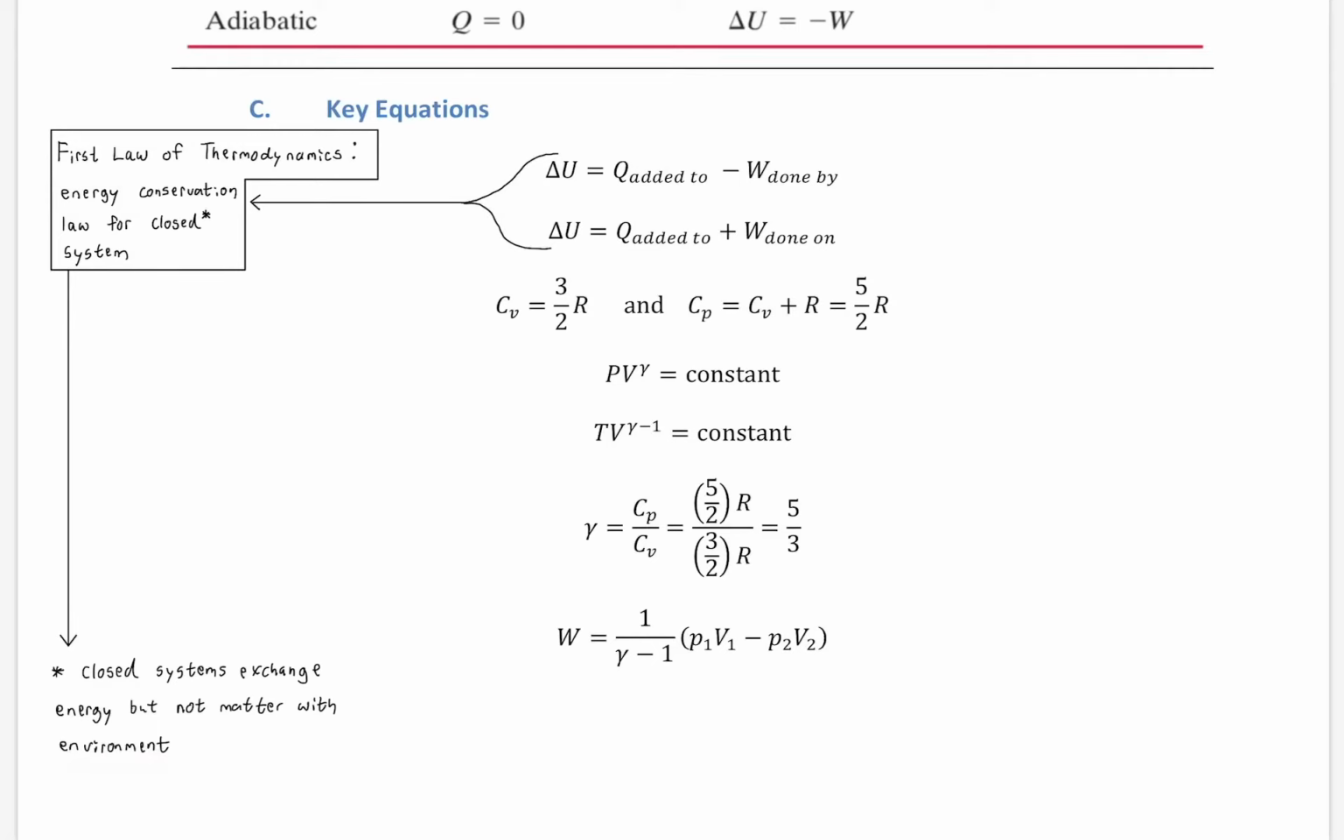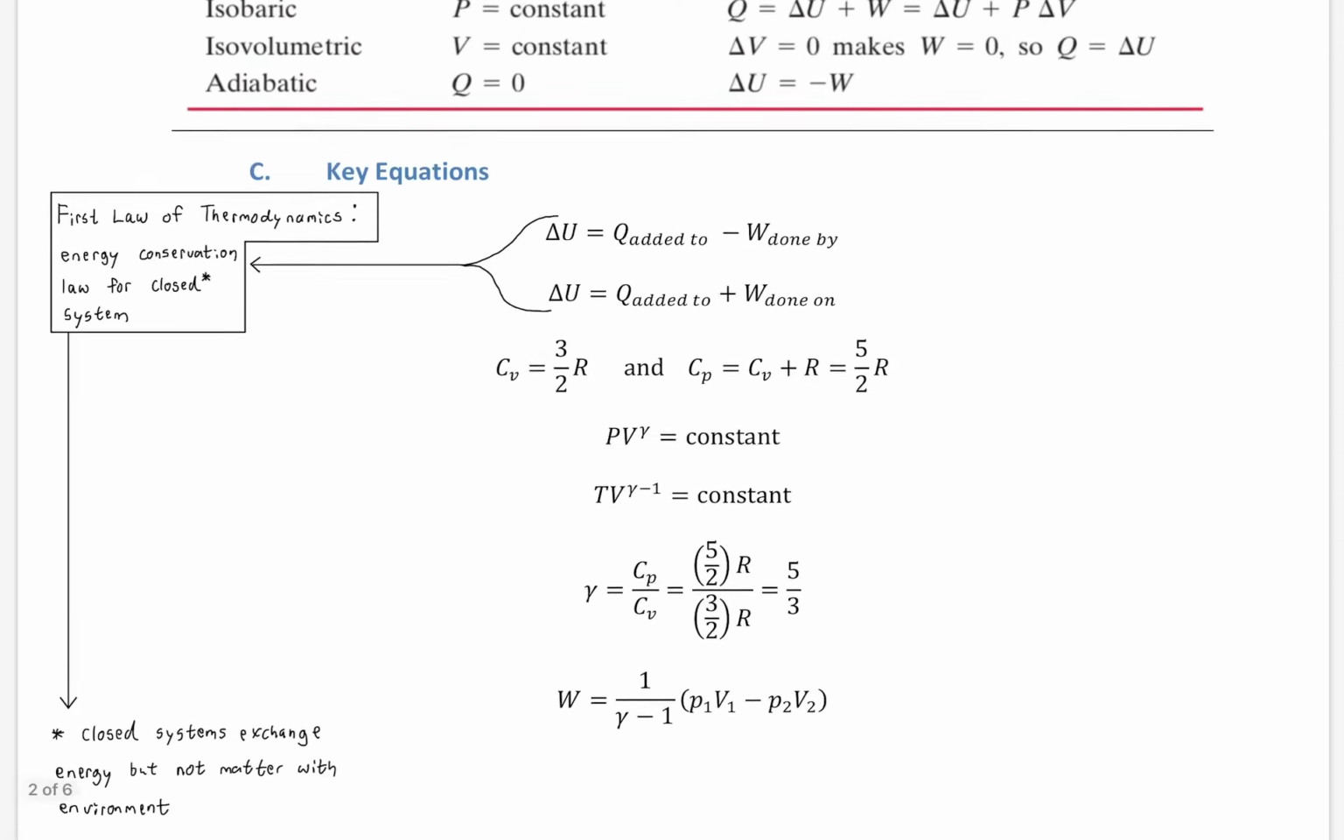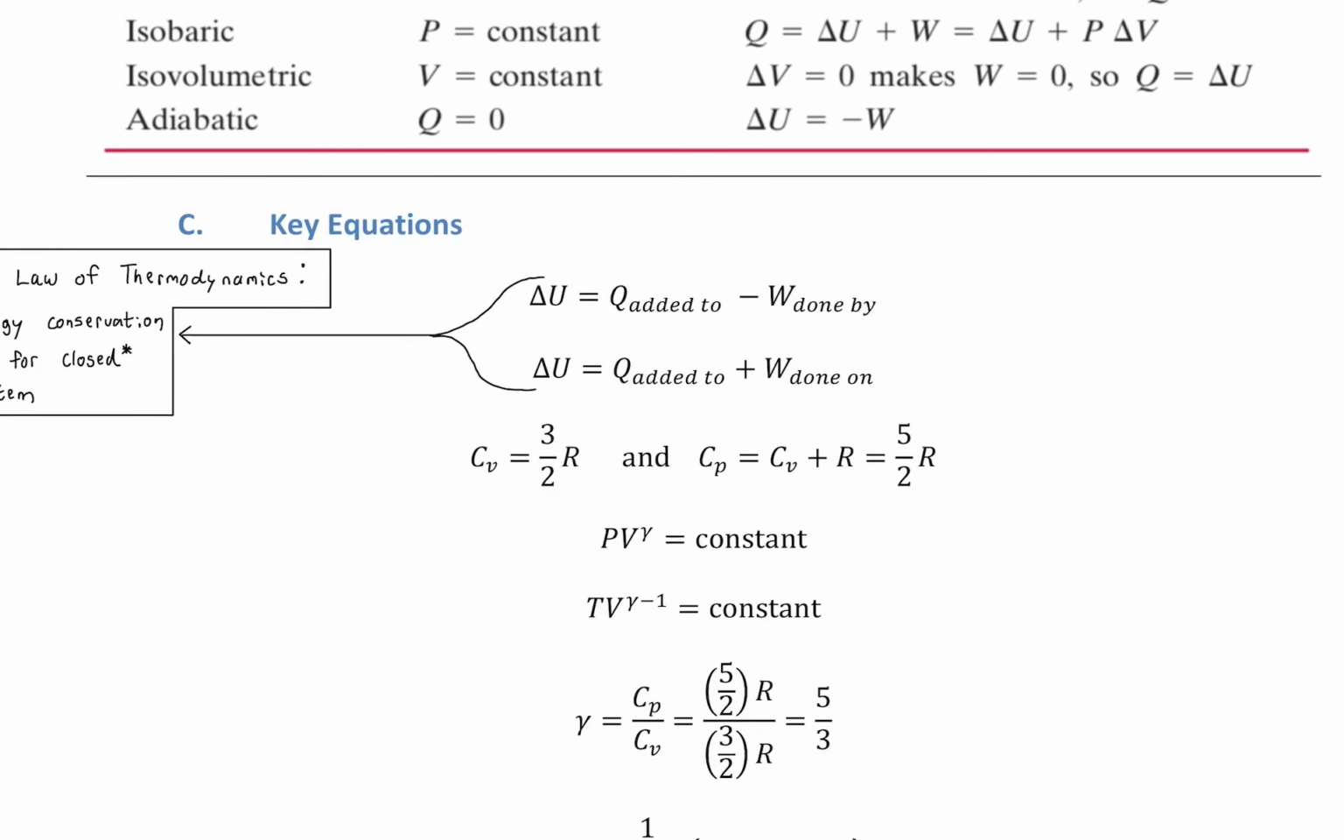So unlike an isolated system, which neither exchanges energy nor matter, a closed system does allow for the exchange of energy. Heat can flow in and out. Work can be done on or by the system, but there's no change in matter. So the number of moles of your substance inside of your system is unchanging, okay? So here's what our conservation of energy equation looks like, called the first law of thermodynamics.